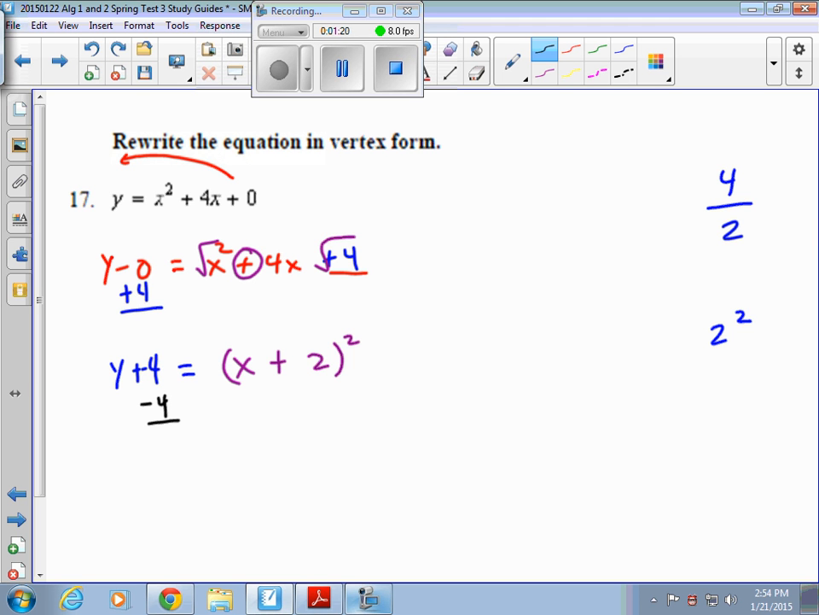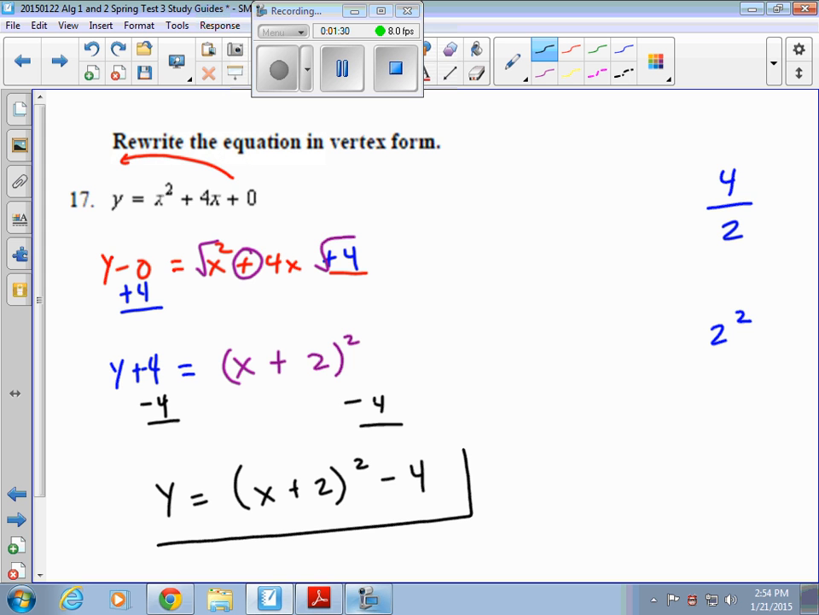If you subtracted 4 on the left, subtract it on the right, and now you have y equals x plus 2 squared minus 4, vertex form. Remember, your vertex is the opposite of what you see in parentheses, so your x value would be negative 2, and it's exactly what you see outside of the parentheses. Your y value would be negative 4. Your vertex would be negative 2, negative 4.